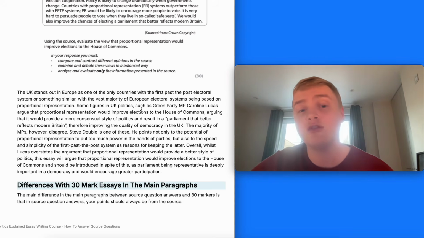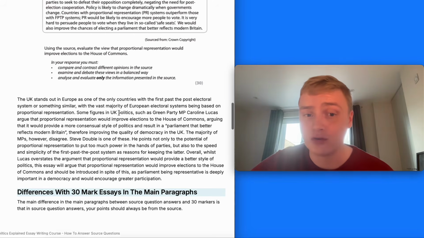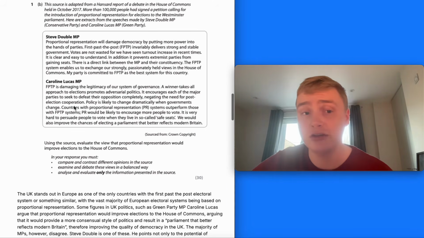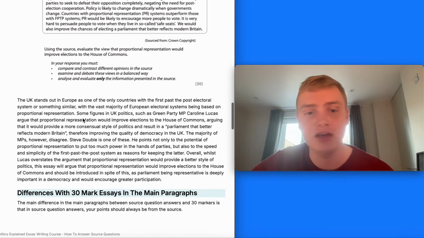And then we set out the 2 sides of the argument, using this language of the source, because in the source, you got an argument from Caroline Lucas, an argument from Steve Double, who are 2 MPs on either side.